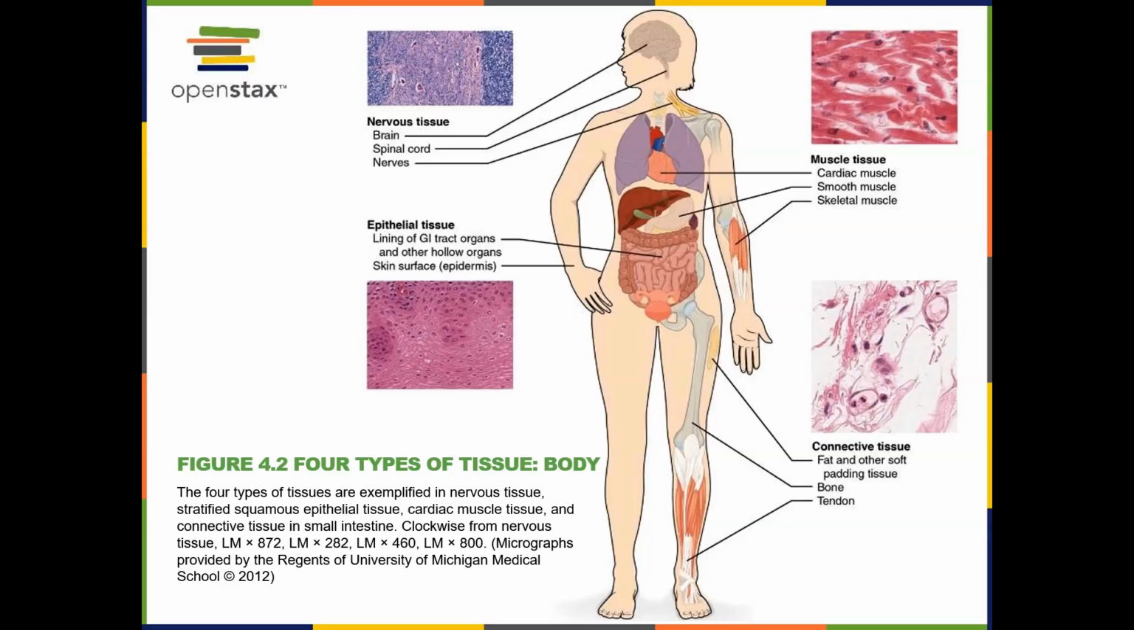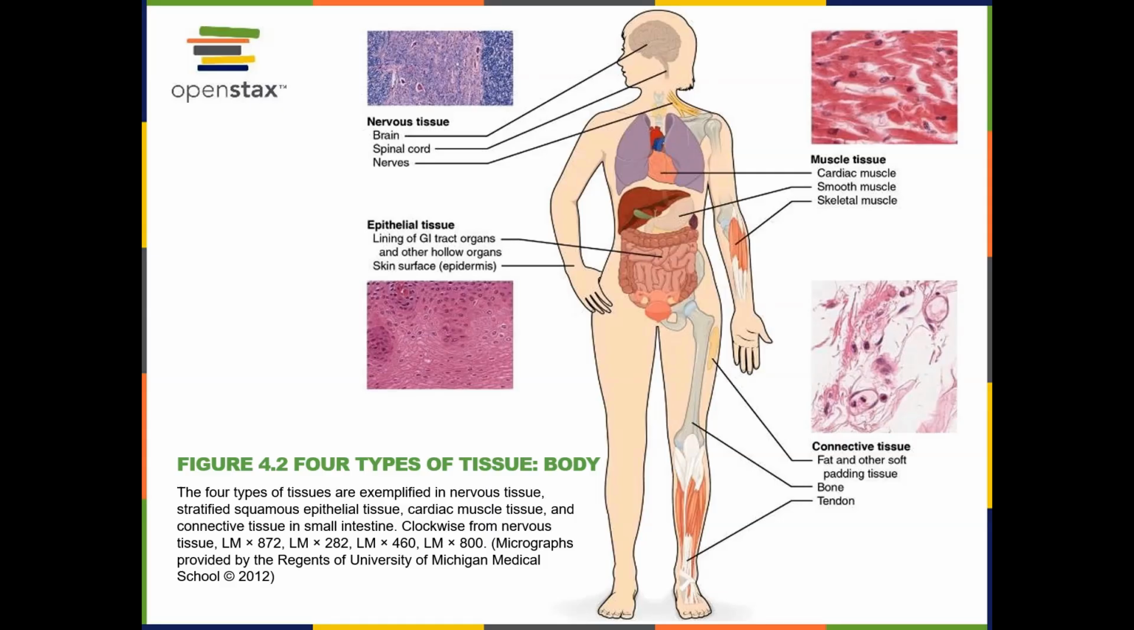Connective tissue is the most diverse tissue type. It includes supportive tissues like the bone and cartilage. It includes fat and other types of loose connective tissue. And it also includes tendons that are a dense, fibrous connective tissue.